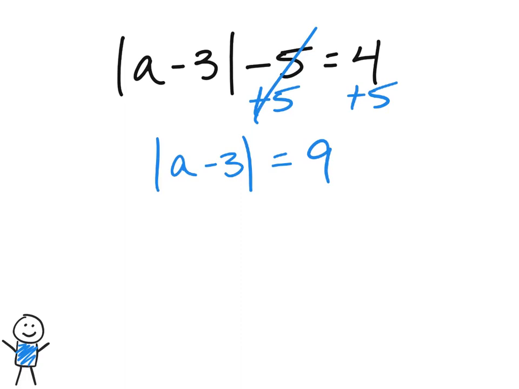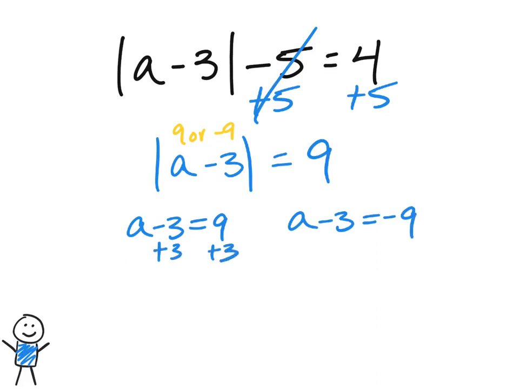Now I can solve this absolute value equation just like the last one. I don't know what a is at the moment, but I know the inside of this absolute value bar can either be 9 or -9. Those will both provide me an absolute value solution that is 9 units away from 0. So let's set up two equations to solve. A minus 3 could be 9, or a minus 3 could be equal to -9. And let's solve them. This first one, I'll add 3 to both sides, giving me an a value of 12.